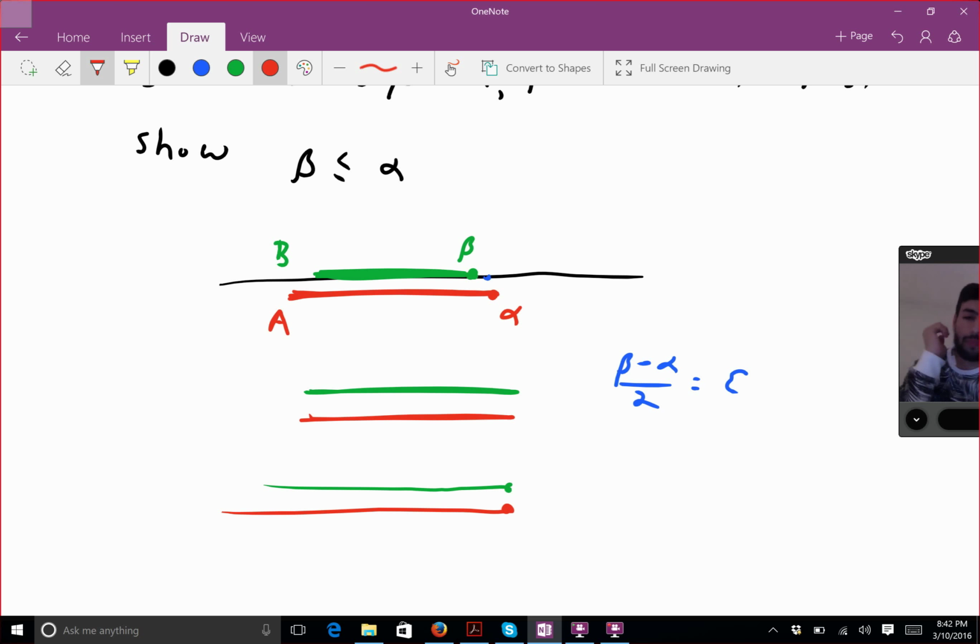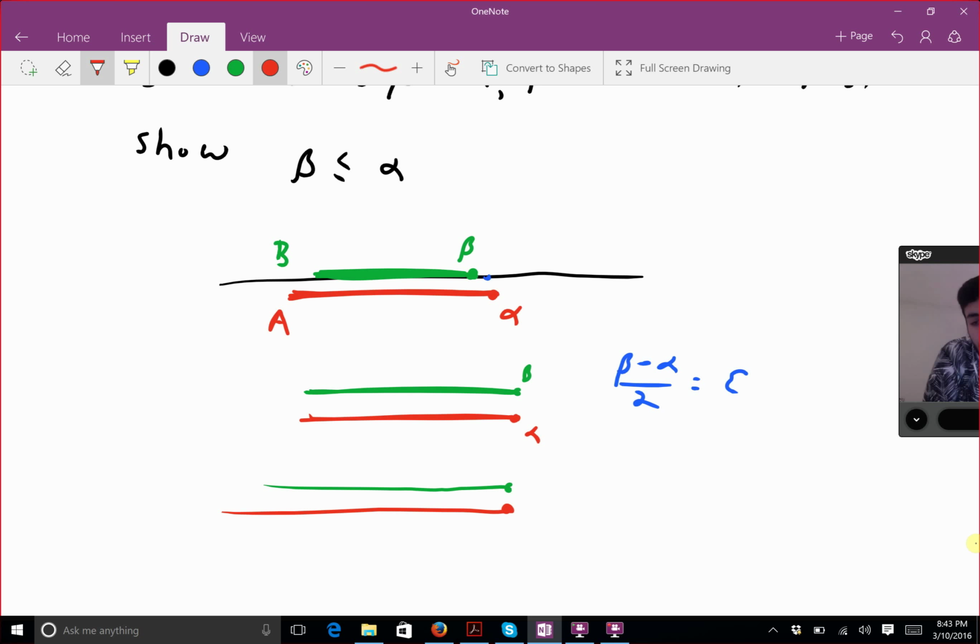I would like to suppose there is an element greater than beta and smaller than alpha. But what if the endpoints are the same? What if alpha is equal to beta? That's a problem. Then we run into difficulties. They could be the same, and these sets could still be subsets of each other, right?